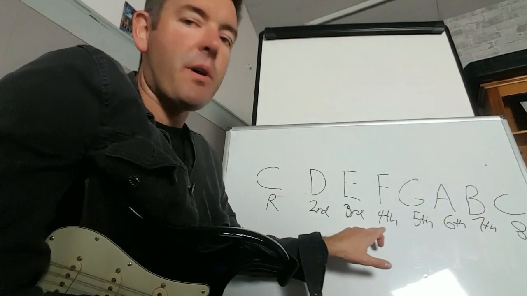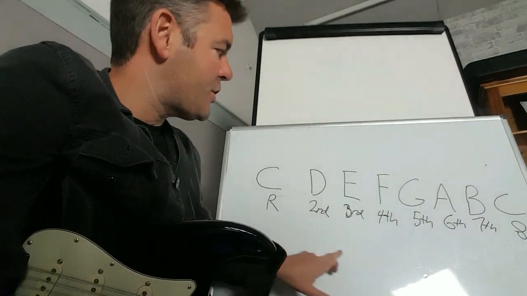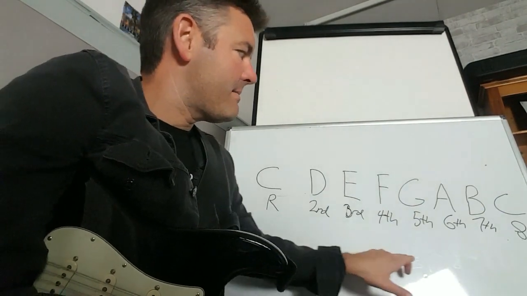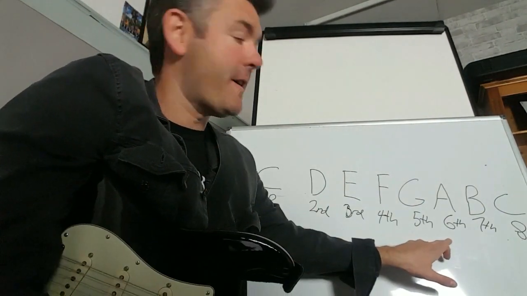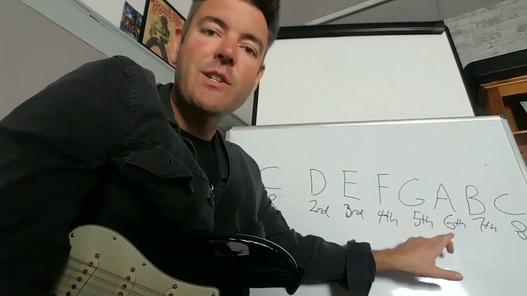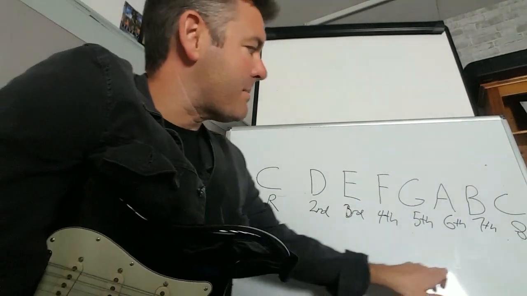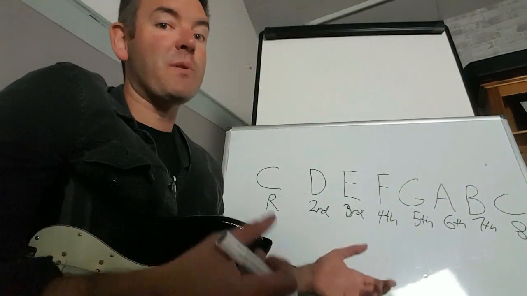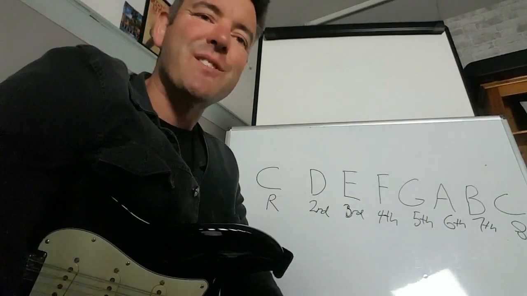C to F is a perfect fourth. C to G is a perfect fifth. C to A, remember they're all major apart from the fourth and the fifth, so C to A is a major sixth. C to B is a major seventh. And C to C, well, that may have a perfect or major. Personally, most people just call it an octave, so you can just think of that as an octave.